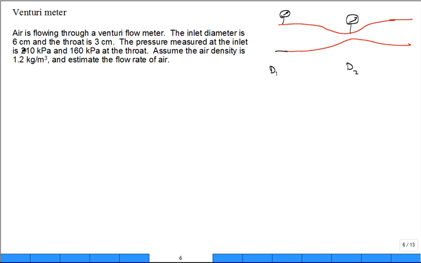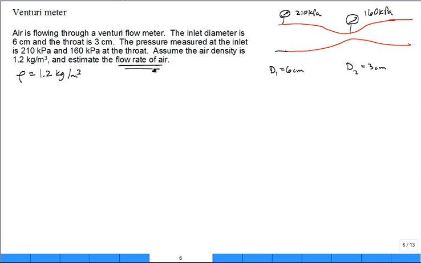The inlet diameter is 6 centimeters. The throat is 3 centimeters. The pressure measured at the inlet is 210 kilopascal and at the throat 160 kilopascal. Does that pressure look reasonable in the sense that it's lower in the throat? Sure, it's lower in the throat. Assume that air density is constant at 1.2 kilograms per cubic meter. Estimate the air flow rate. Estimate the volumetric flow rate or the mass flow rate of the air. You can do both, true?